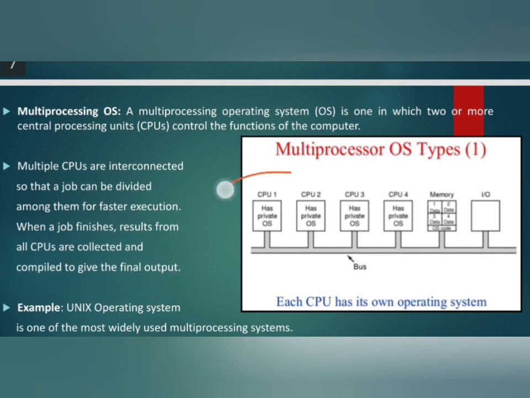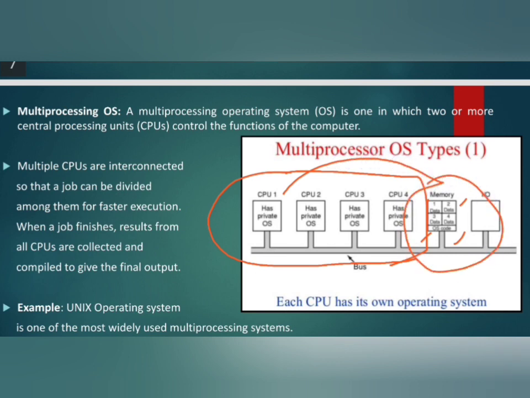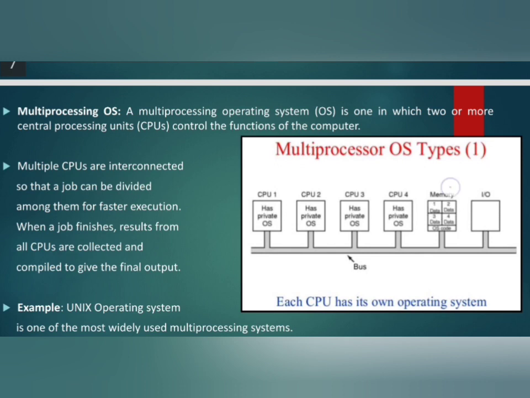In the diagram you can see there are a lot of CPUs, up to CPU 4 for example. The jobs are divided among all the CPUs, and when the execution takes place, see here, this is data 1, data 2, data 3, data 4. The results from all these CPUs are collected into the memory. So in the memory the result is collected from each CPU, and finally the output is provided. That's why it is said that jobs are divided for faster execution, and when a job finishes, results from all the CPUs are collected, here in the memory, and compiled to give the final output.